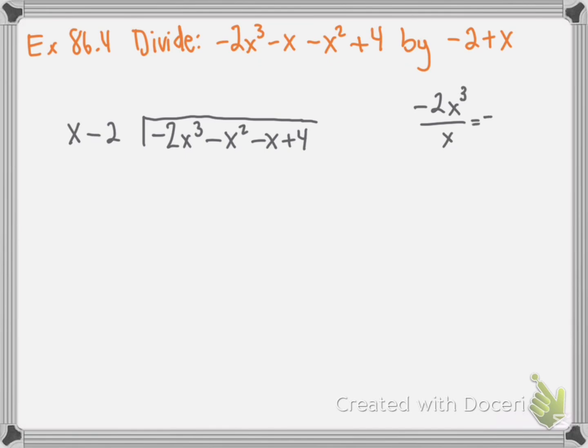When I divide that, the answer is negative 2x². And that's going to be the first thing I write here, negative 2x². Then we're going to multiply by the divisor, which is x minus 2. When I do that, I get the same thing, notice. If we are not getting the same thing, then we're doing something wrong. And then plus 4x squared.